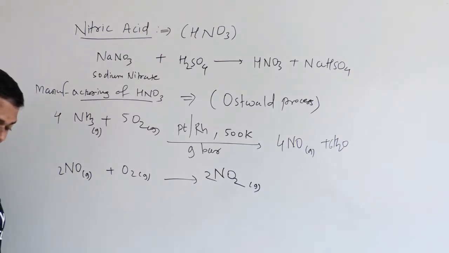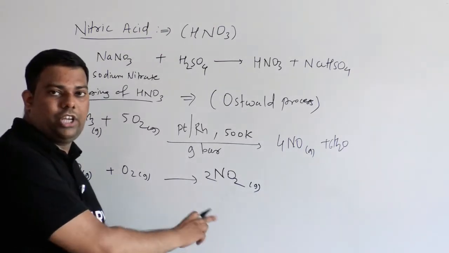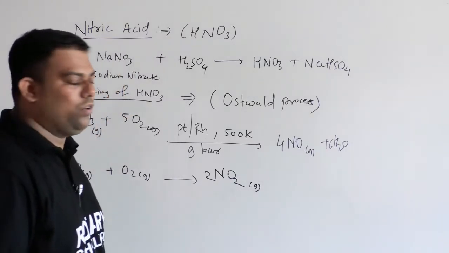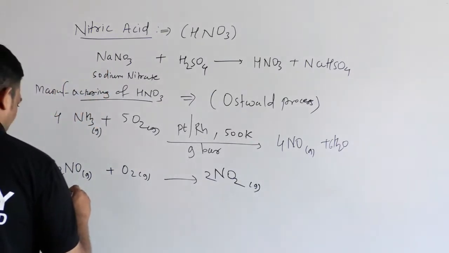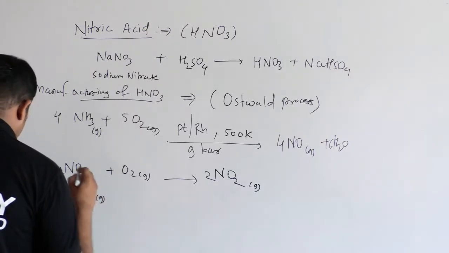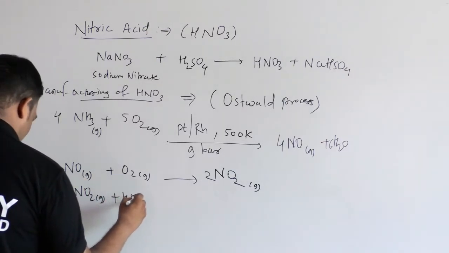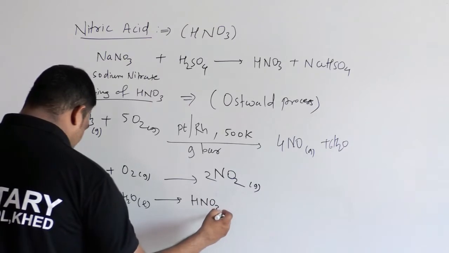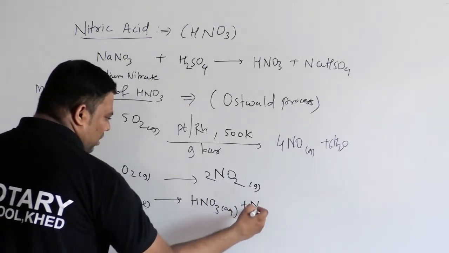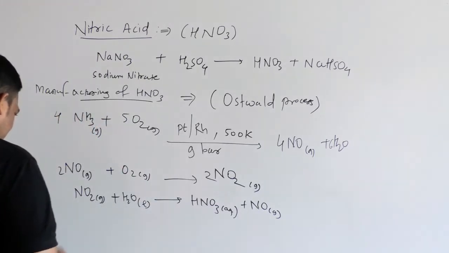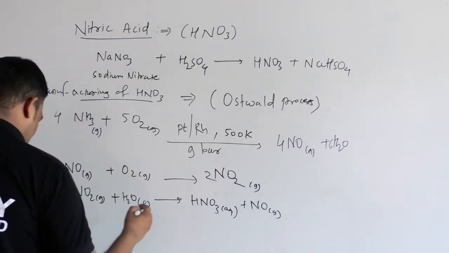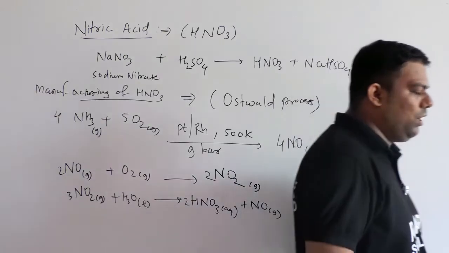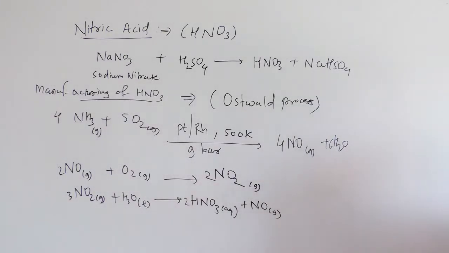Now the nitrogen dioxide formed in the second step is dissolved in water to give nitric acid. So when this gaseous NO2 dissolves in water, you will get aqueous HNO3 along with gaseous NO, nitric oxide. So 3NO2 here, and 2, our reaction is balanced. You must know all these important reactions.